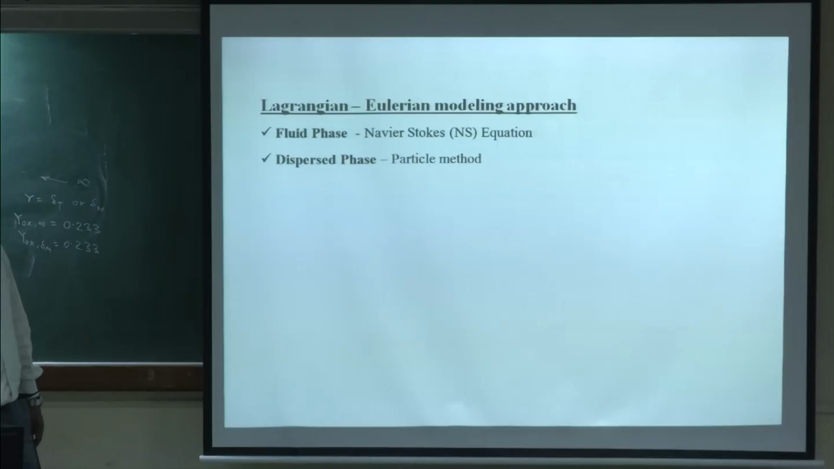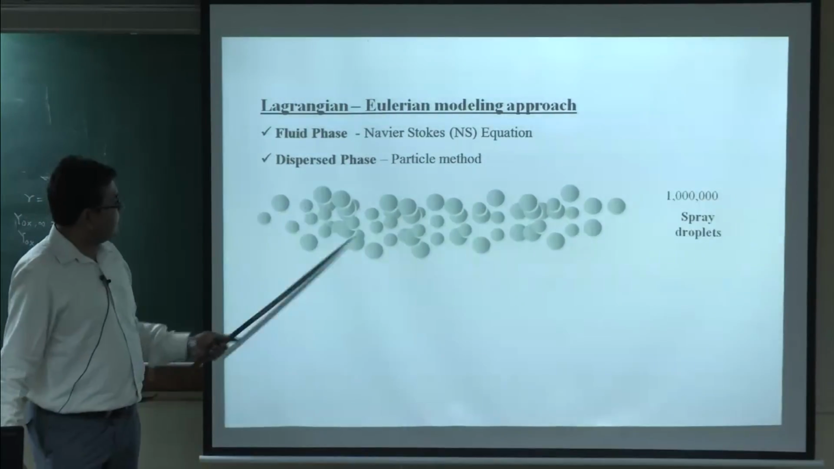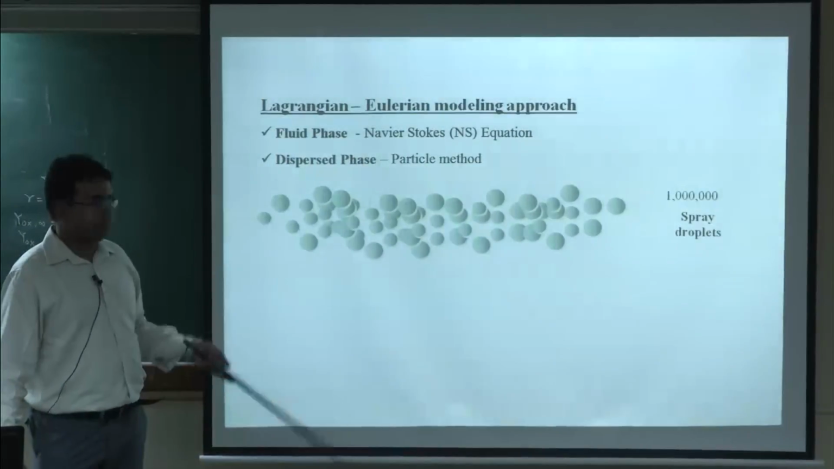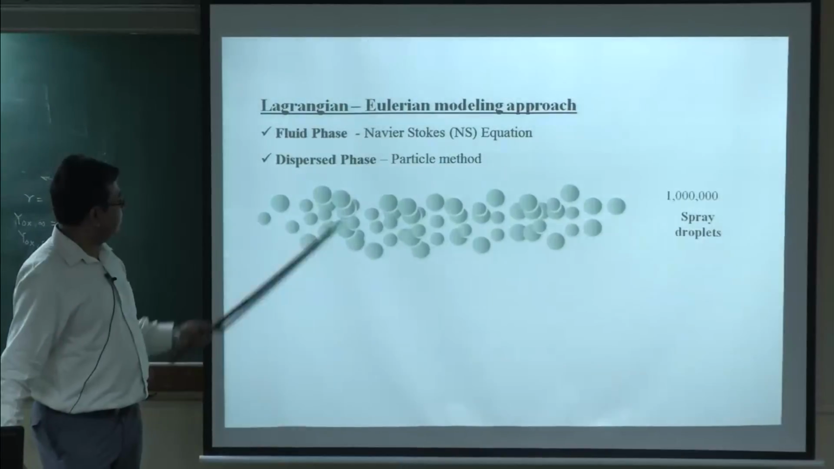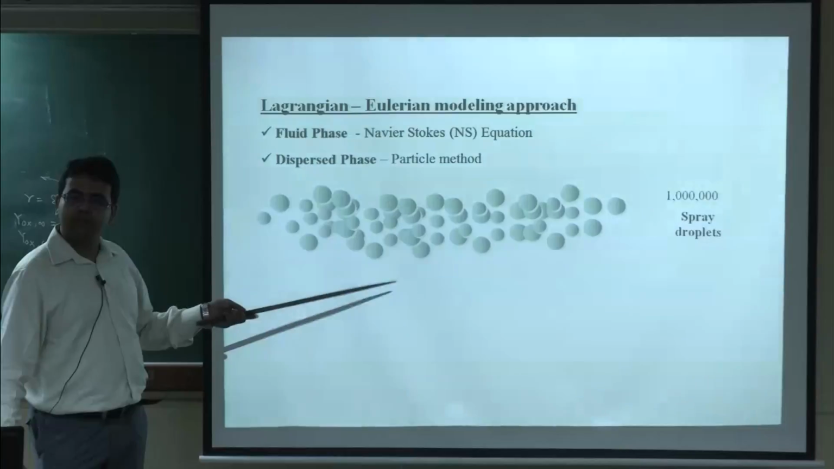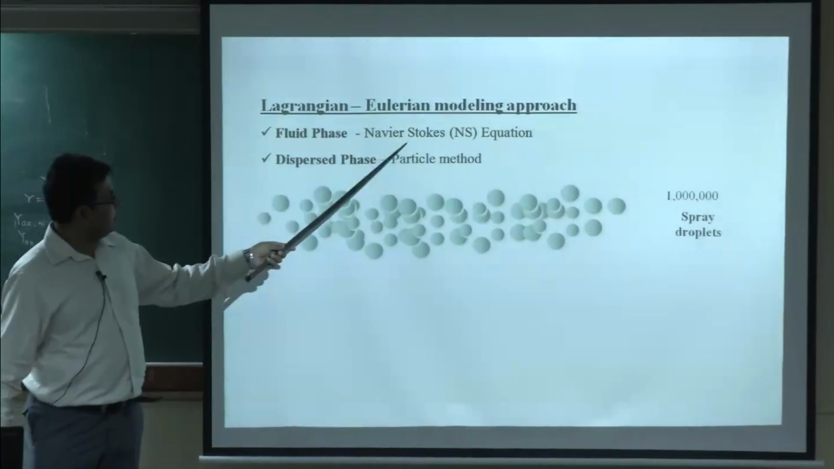So what happens in the Lagrangian-Eulerian modeling approach? We represent the liquid phase by, let's say, 1 million spray particles, and then we track them. We track individual droplet location, velocity, etc. And for the gas phase we solve the Navier-Stokes equations.